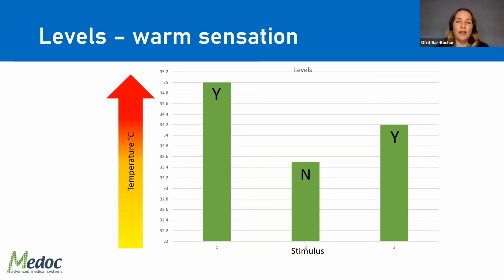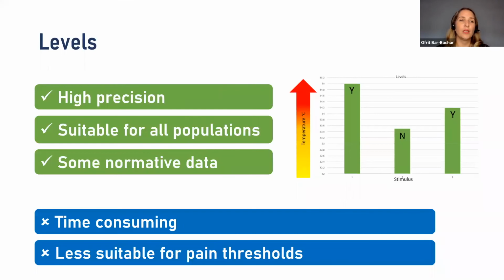So at the end, the user can also determine the final step for this algorithm. The levels method has the advantage of very high precision. It's also suitable for all types of population. People that will do worse on a reaction time inclusive test will maybe do better in reaction time exclusive tests like levels. And there is some normative data that has been gathered.